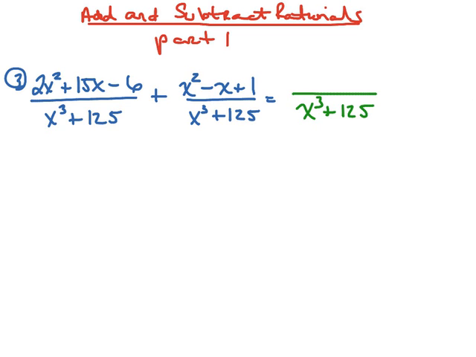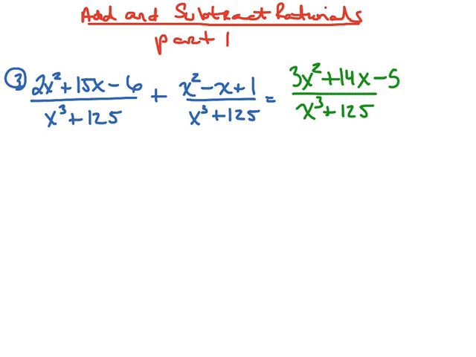What I am going to need to do is add up my two numerators. So I'm going to add up the like terms. 2x squared plus 1x squared would give me a 3x squared. Now I'm going to add up the x's. I've got 15x plus a negative 1x, which would be a 14x. And now I'm going to add up my constants. A negative 6 plus 1. Negative 6 plus 1 would be a negative 5. So this is what I get when I add the two numerators together.